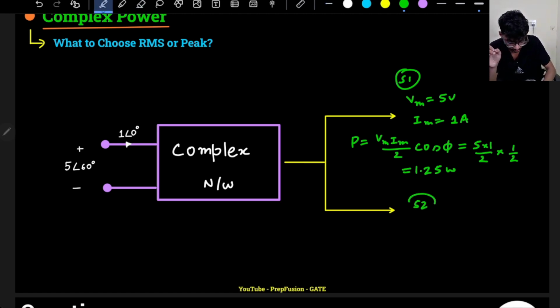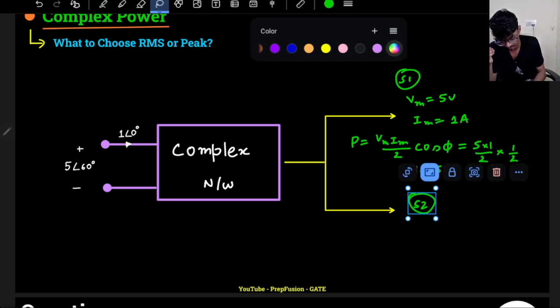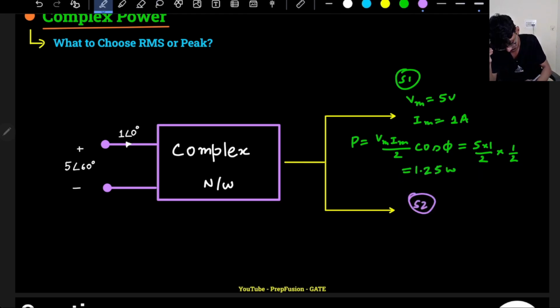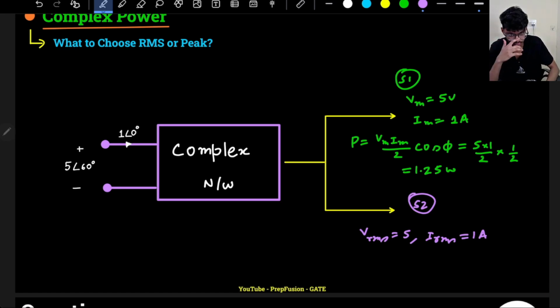examination who assumed it to be RMS. If he assumed it to be RMS, what will be the difference? He will assume it to be RMS, right? So my VRMS is 5, my IRMS is 1 ampere, and my phi is 60 only, right?